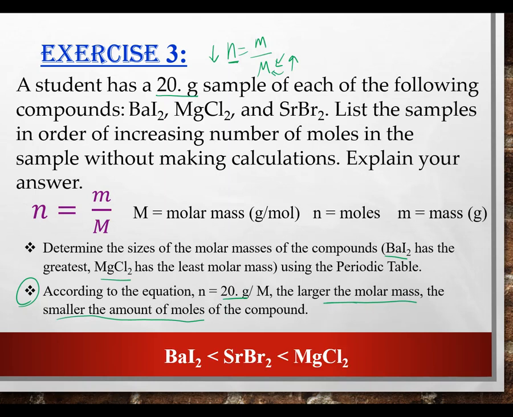And we would list out our increasing number of moles. So barium iodide would have the least number of moles, strontium bromide would be in the middle, and magnesium chloride would be the compound with the greatest number of moles.